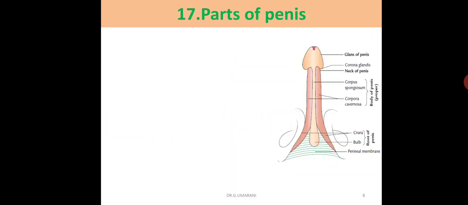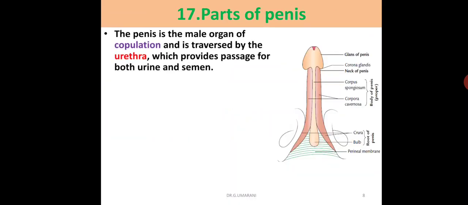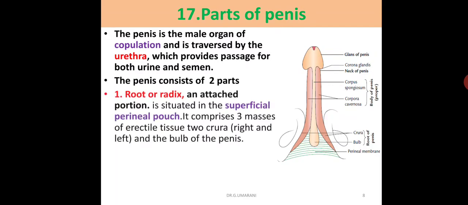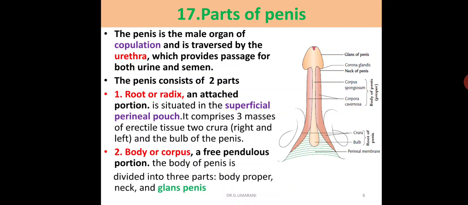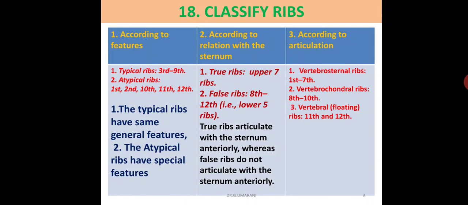Parts of the penis. The penis is the male organ of copulation and it is traversed by the urethra, which provides passage for both urine and semen. It consists of two parts. The root or attached part is situated in the superficial perineal pouch, whereas the body or corpus is a free pendulous portion. The body of the penis is divided into three parts: body proper, neck, and glans penis.